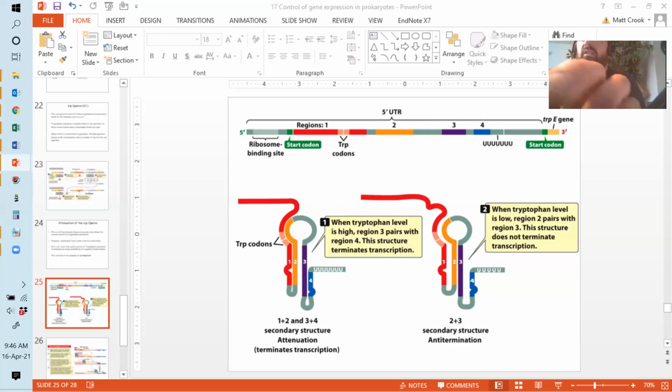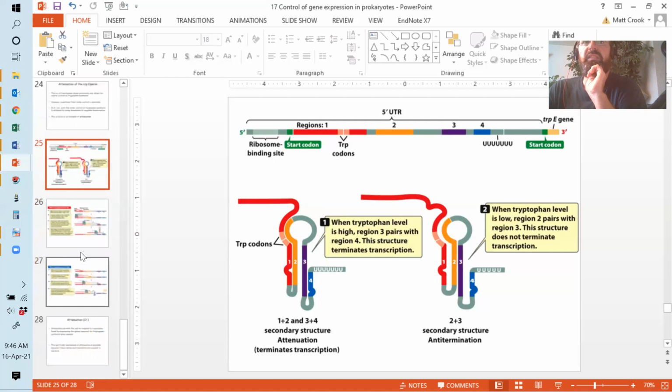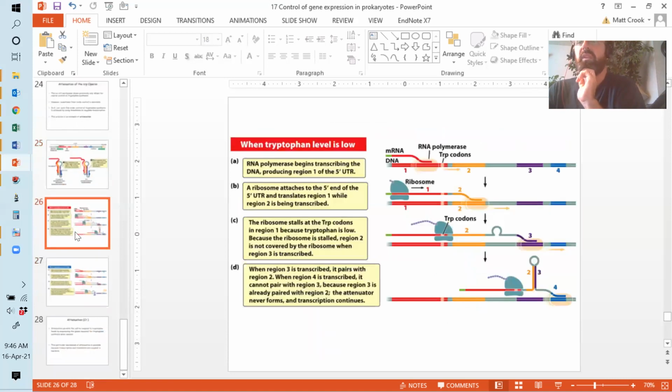So basically, you get no 3-4 terminator loop, which equals continuation of transcription into the structural genes. And that's essentially shown really quite nicely here in a sequence of events, right?